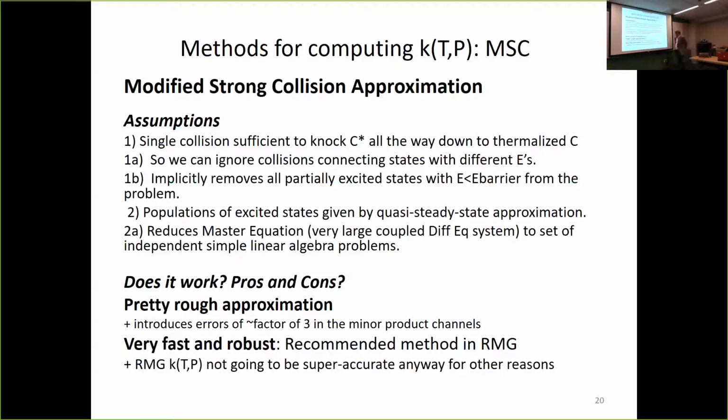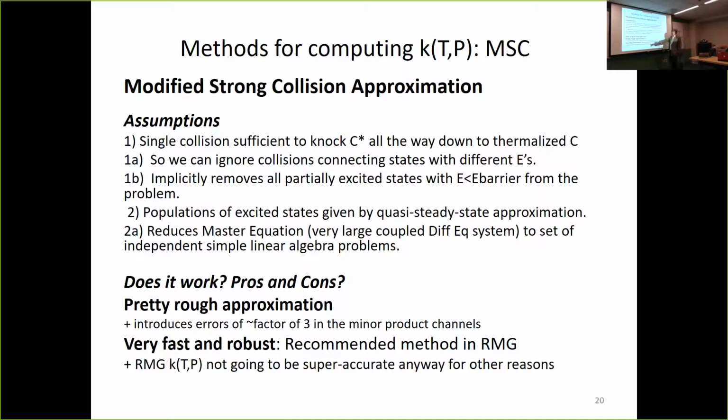Okay, so does this work? So one thing to let you know, this is a pretty rough approximation. We made a couple of physical approximations, and they're not really that great. And we've quantified this, and you typically get errors about a factor of 3 in a lot of the minor channels. So the major channels are usually pretty close, and the minor channels less reliable, and a factor of 3 is not unusual at all to get that kind of error.